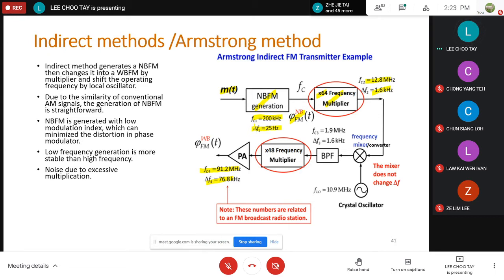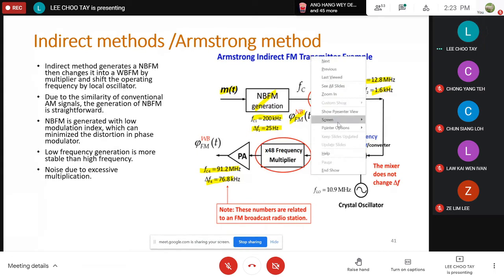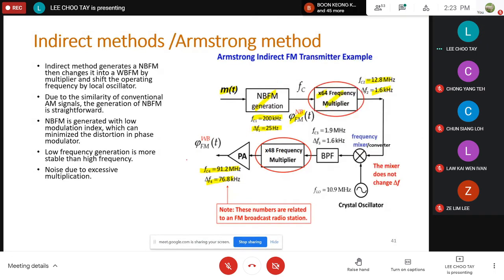91.2 MHz divided by 200. So the multiplication factor here is 456 times for the carrier, whereas for the frequency deviation, 76.8 divided by 25, the multiplication factor is 3,702 times.